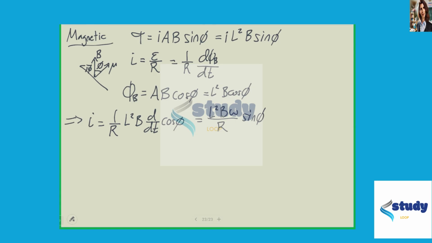With that derivative, substituting this into here, we have that the magnetic torque, I'll call this the magnetic torque, is L to the 4th B squared omega over R sine squared phi. And the way that magnetic torque works is that a loop will always rotate in such a way that it wants to align its magnetic field with the external magnetic field.